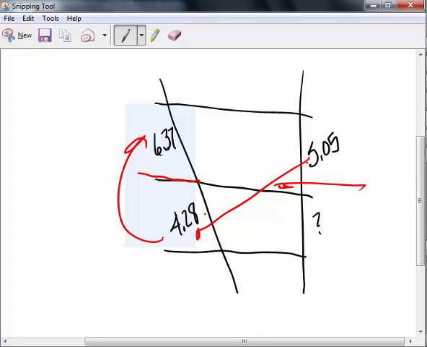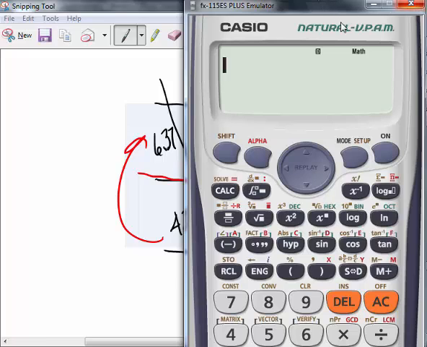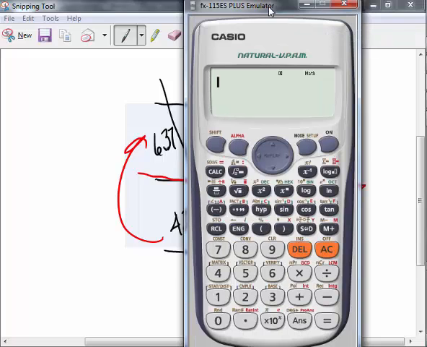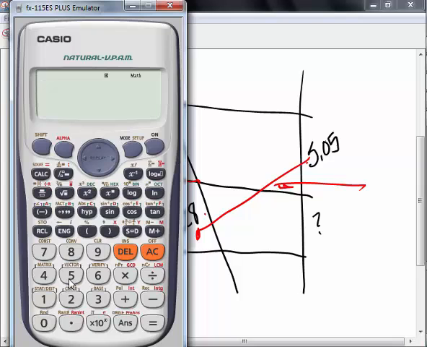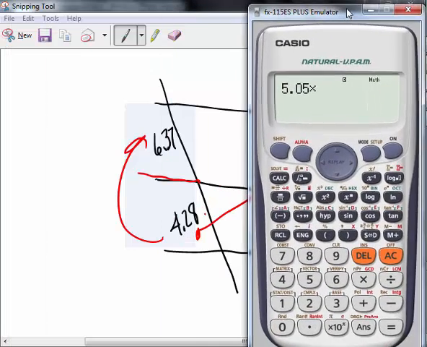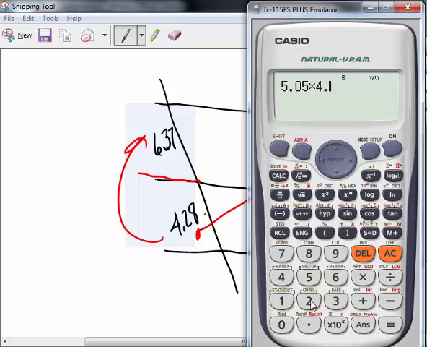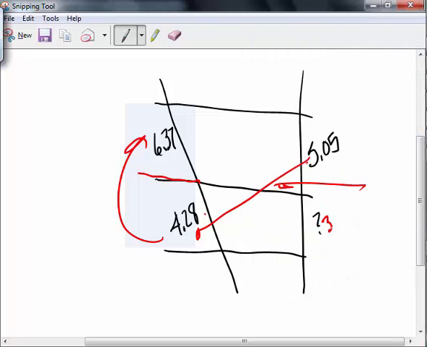So on our calculator, we would just press it. Ooh, that's really nice and big. 5.05 times, so here's our cross multiplying part, 4.28 divided by 6.37 is 3.39. So this part right here is 3.39.